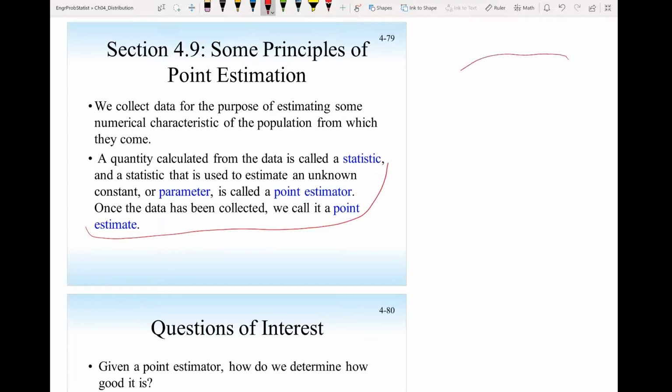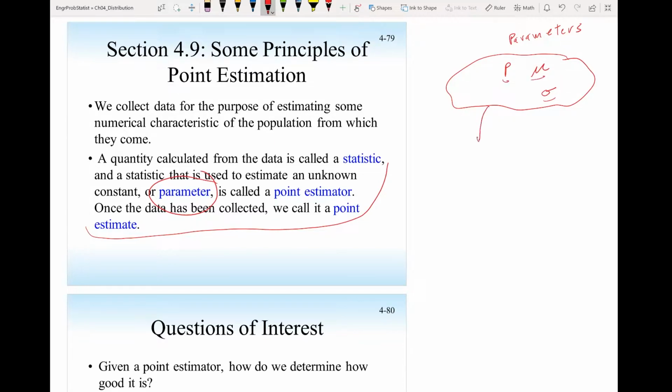Let's start with a population that has some parameter. It could be the proportion of success, or mu, the average of a certain outcome such as gain, age, or income, or a standard deviation. We call these parameters. Now we are interested in estimating the value of these parameters.